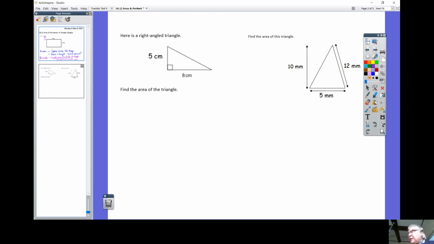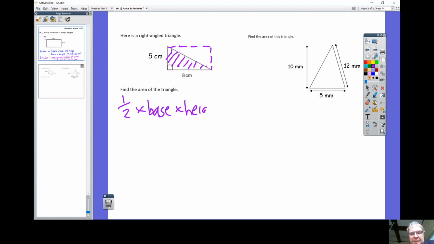Right, so area of the triangle. That triangle is taking up half the space. Imagine it was a rectangle. You're cutting it in half to work out the area. So to work out an area of a triangle, it's base times height, then you halve it, or you divide by 2. Or, if you like, half times base times height.